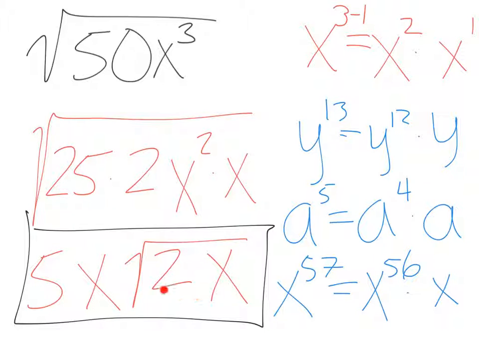Because these were not perfect squares, and I couldn't take the square root of them, I leave them in the square root symbol. My 5 and my x came from my perfect squares here, 25. Square root of 25 is 5. Square root of x squared is x.